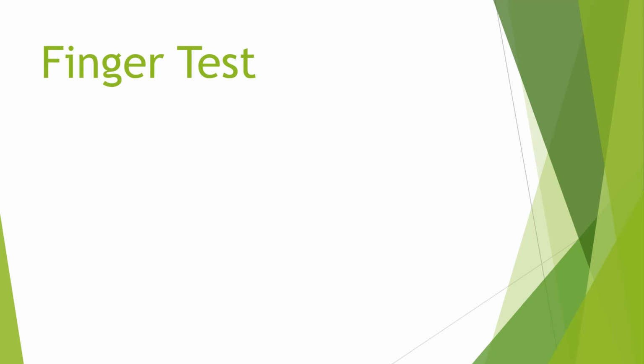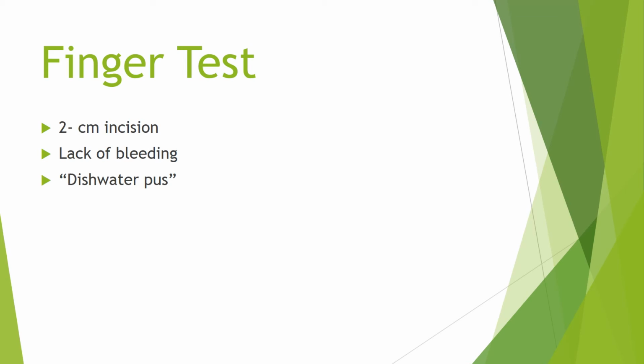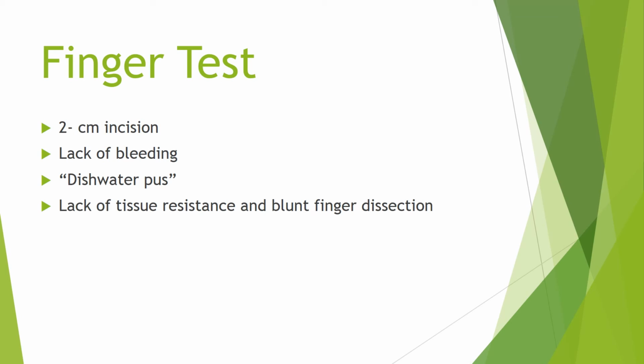Now I'm going to talk about the finger test. The finger test is just a test that physicians use to decide whether it is necrotizing fasciitis. What they do is they cut a 2-centimeter incision at the site, and then they'll notice if there's a lack of bleeding, and also there's going to be a dishwater pus coming from that wound. Then they're going to stick their finger in that open sore, and they're going to push on the tissue. And if the tissue kind of gives way or falls apart, it's called blunt finger dissection. That's a big sign that it's necrotizing fasciitis.